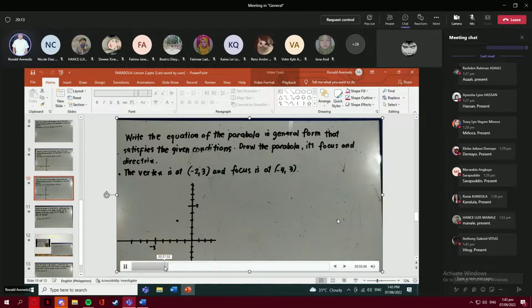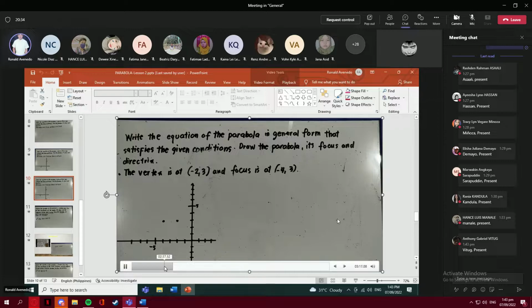So andito ang vertex. Then focus is at negative 4, 3. Yan lang ang mga given. Yan lang ang alam natin ngayon.